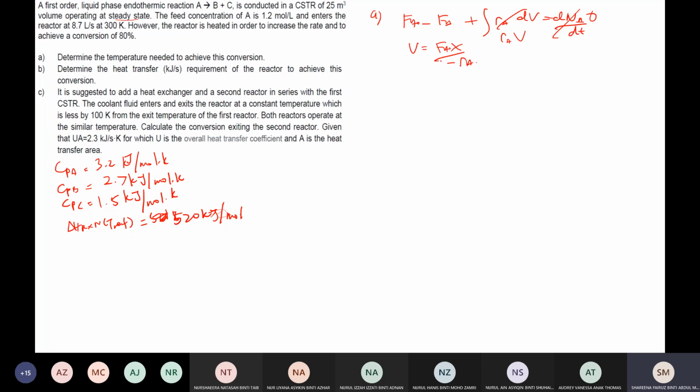Okay, so look at what kind of information is given, and adjust it with whatever equation is available. For example, from here you can expand this one, and you will have V equal to CA naught V naught X over negative RA. So negative RA here is equal to KCA. Or alternatively, CA naught V naught X. Expressing the CA, it becomes KCA naught (1 minus X).